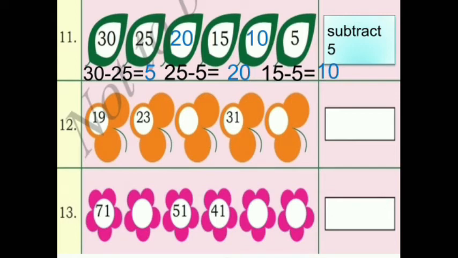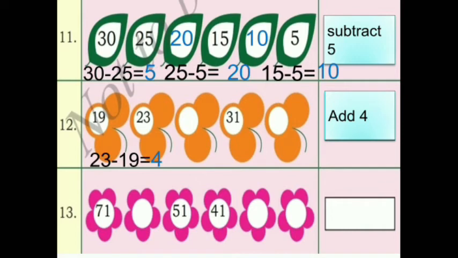See the next question. 19, 23, dash, 31, dash. To find out the missing number, we should subtract 19 from 23. What is 23 minus 19? Yes, 23 minus 19 is equal to 4. Children, see this pattern. Is this pattern in increasing order or decreasing order? Yes, increasing order. So we should add 4 to 23.